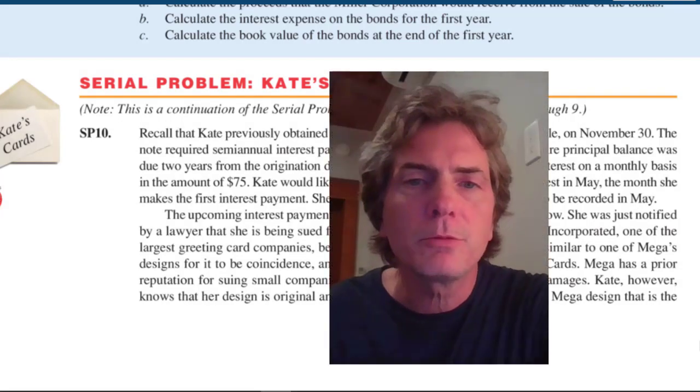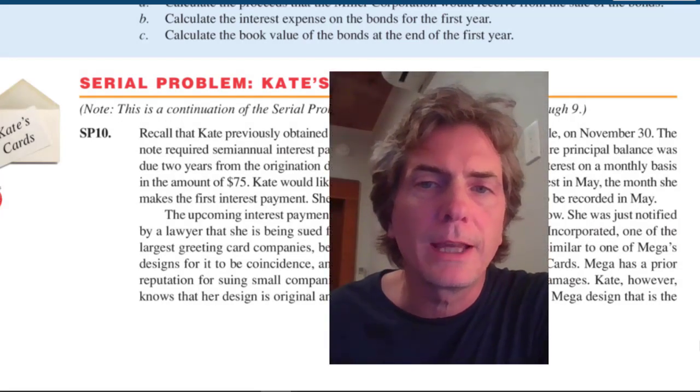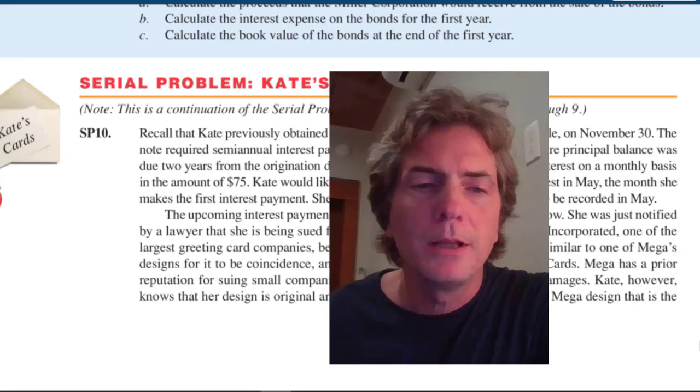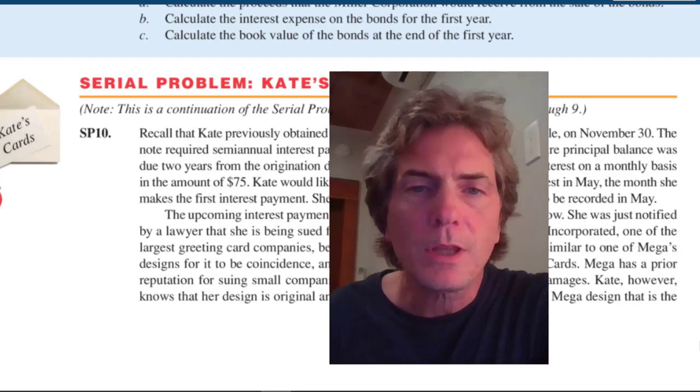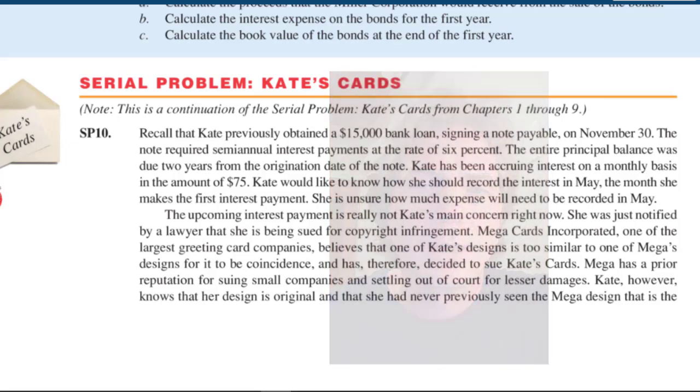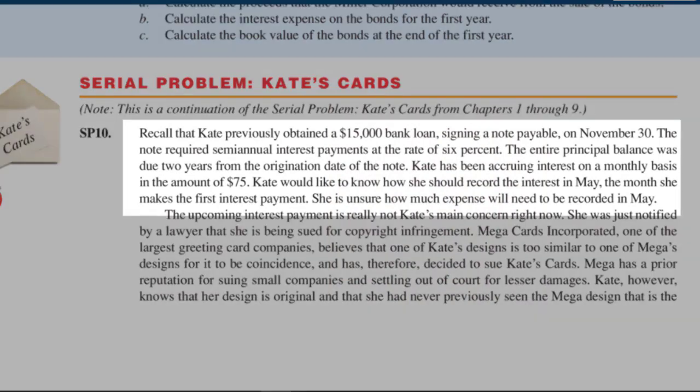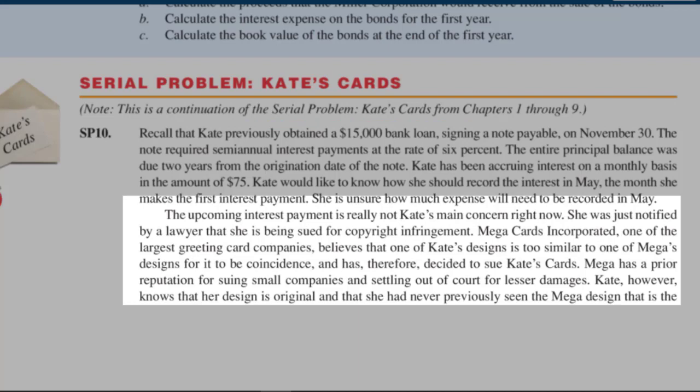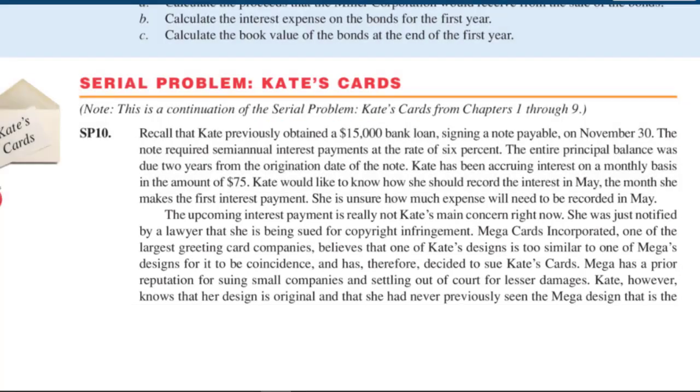Hey everybody, this week we're going to look at chapters 10 and 11 for Kate's Cards, the serial problem that's worked throughout this book. There are two parts to chapter 10. The first section has to do with Kate's loan, and the second section has to do with a different situation. So the loan: Kate has a $75 payment that needs to be made in interest.